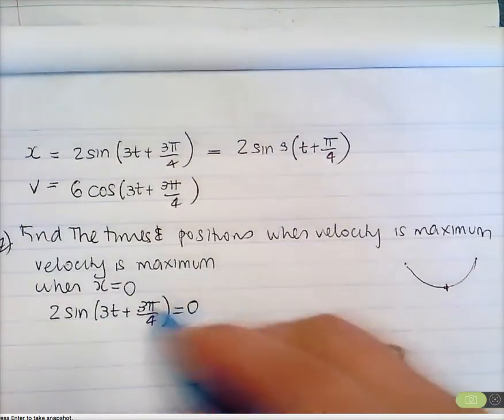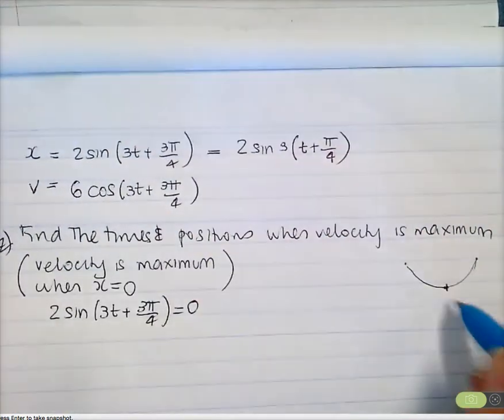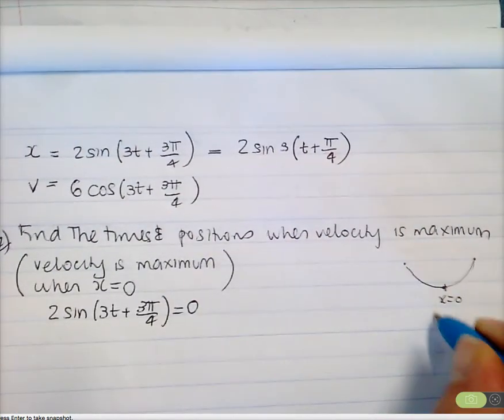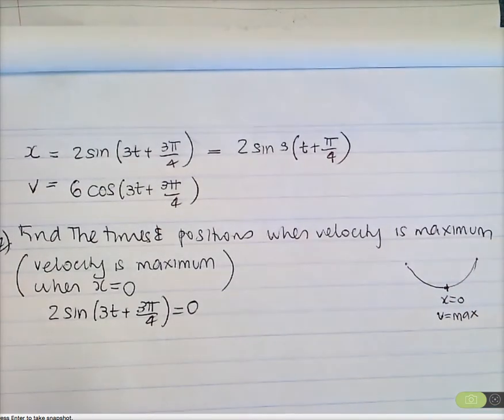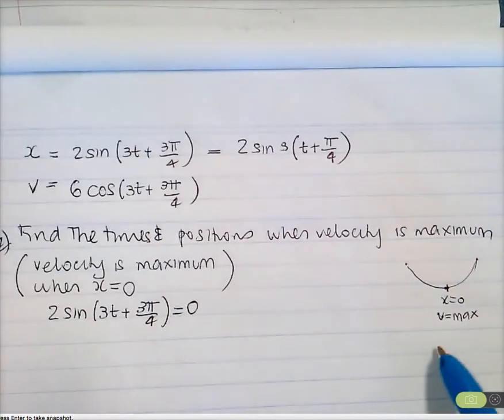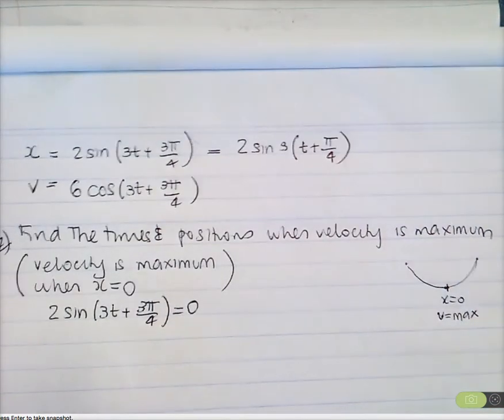So velocity is maximum, this is really important, in the middle. X is 0, velocity is max. Okay? That's why we spent that lesson on that. In the middle, it's fastest. On the ends, it stops. All right? Acceleration is 0 in the middle too. All right?